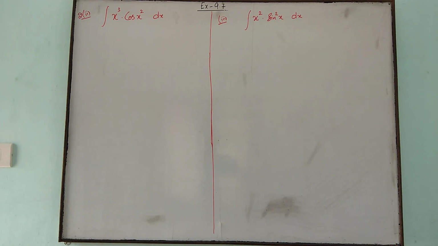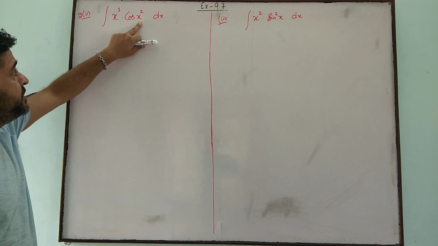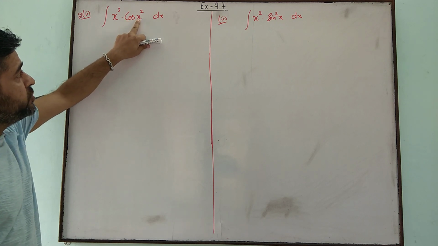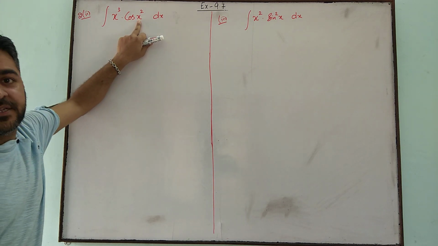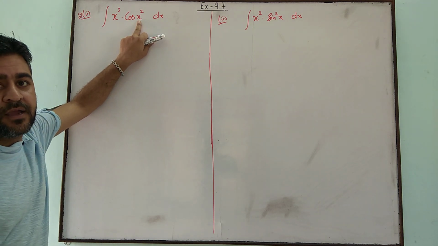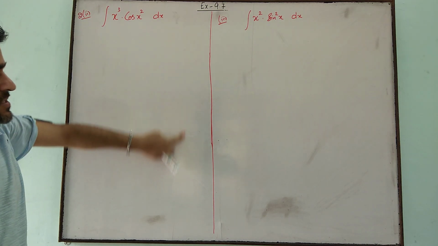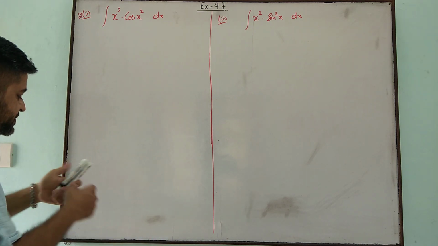Second question, x square into cos x square. Sometimes in a trigonometric function we do not have a linear angle. This is x square, so we cannot integrate it directly as it is. So we need to use previous methods here, that is, we can use the substitution method.